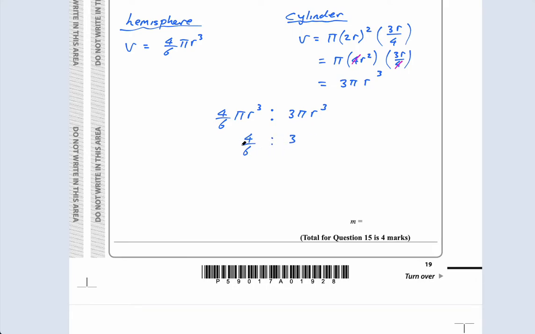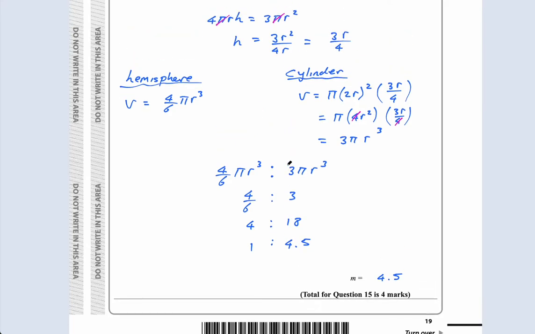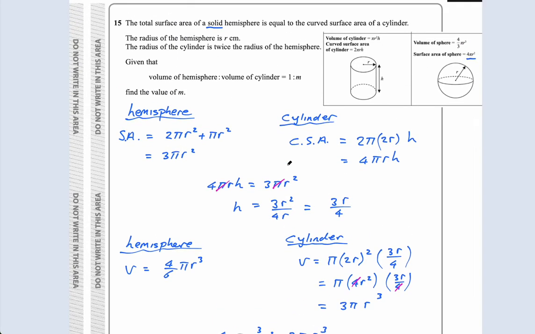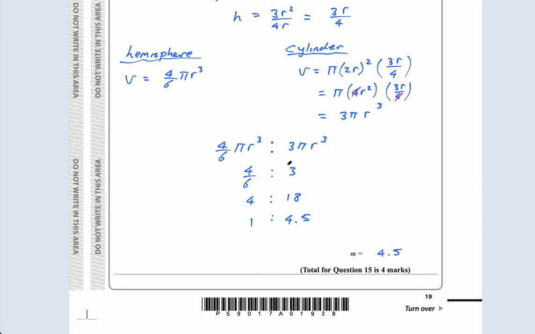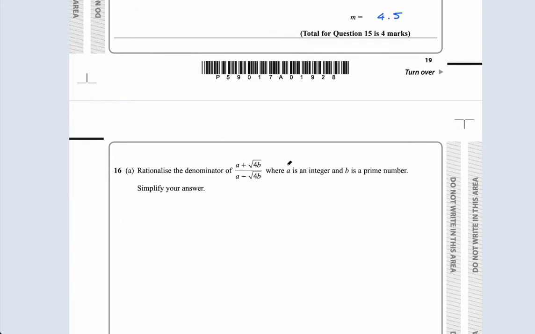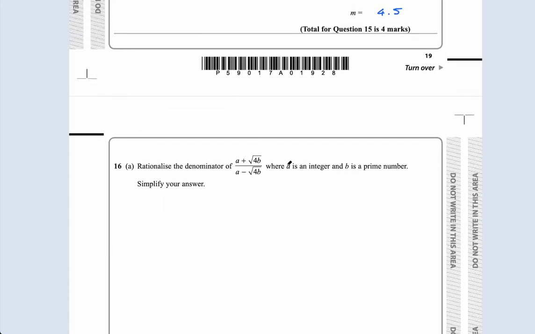I can multiply both sides by 6. So now it's actually 4 to 18. And then I can divide both sides by 4. So it's 1 to, 18 divided by 4 is 4.5. So m is 4.5. Right. Obviously, guys, very challenging question. Normally, a question like that I expect more towards like in the 20s, but fair enough, they've given it to you as question 15. And I think that is right.